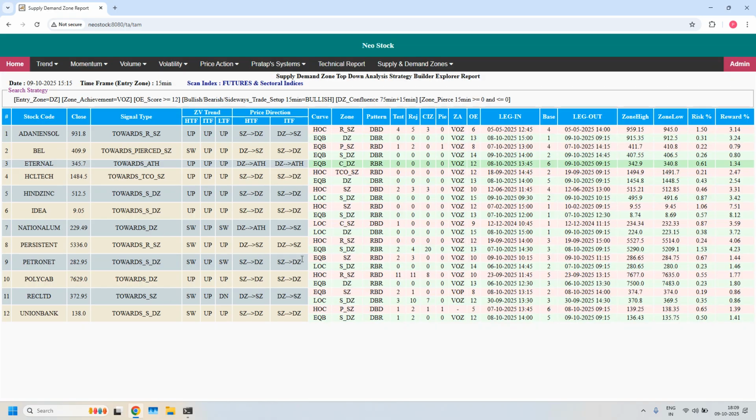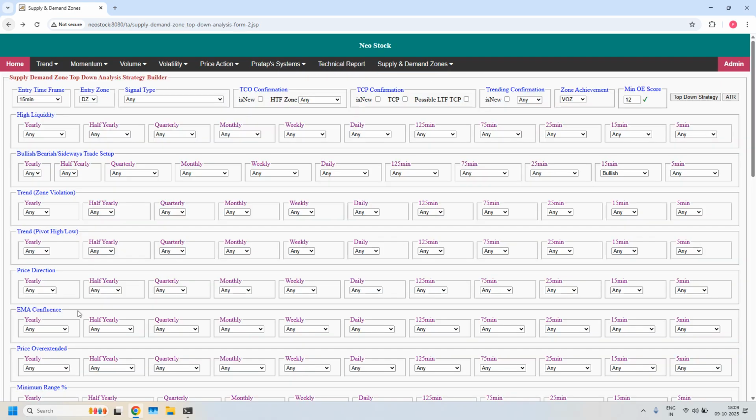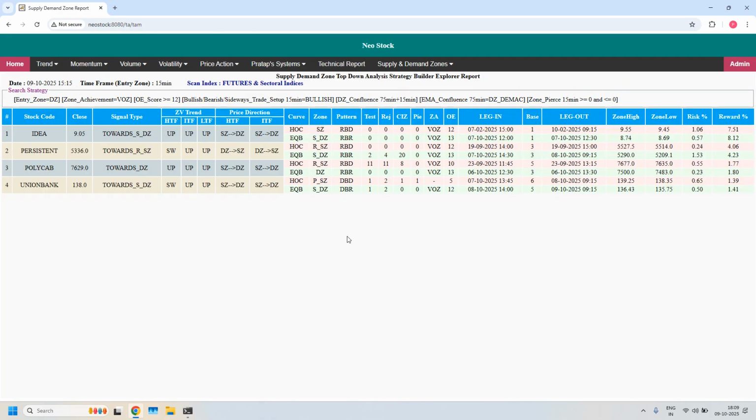We got 12 stocks. That is 15 minutes and 75 minutes demand zone confluence. Out of these 12, the 75 minutes trend is uptrend in all the stocks. So further I am filtering based on EMA confluence at 75 minutes demand zone with the daily EMA confluence. So 4 stocks are filtered.